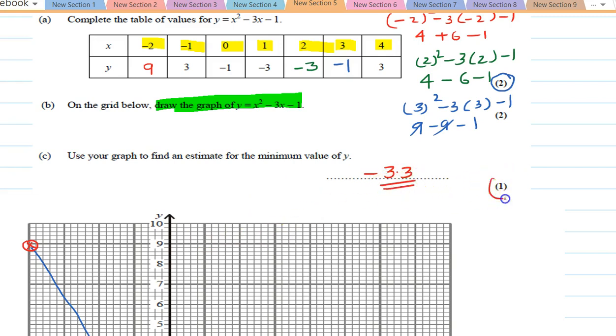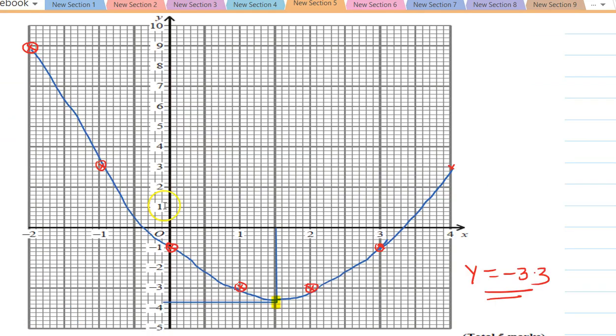Okay, so this is just a 1 mark question, and remember, they are not asking for the coordinate, they are asking for the minimum value of y. So this is our graph. Now let's go for another question.